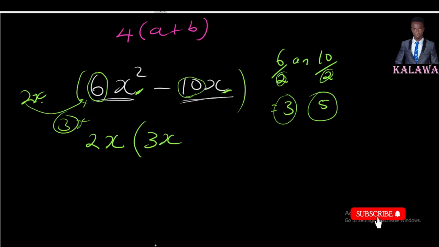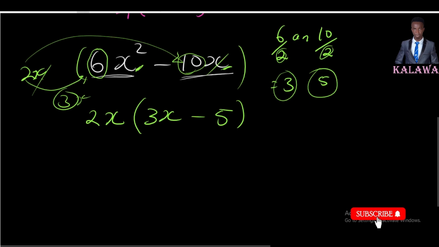This same 2x, we also divide it into the 10x. So 10 divided by 2 gives 5, and we are going to put 5 here. And then x divided by x is 1, so we only have 5.